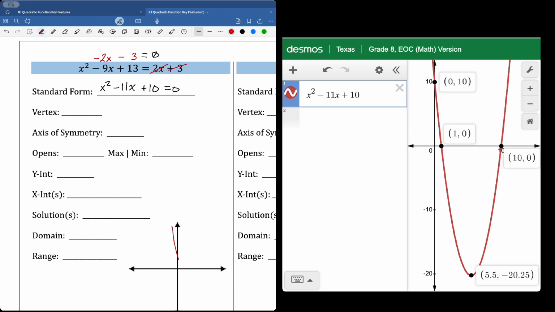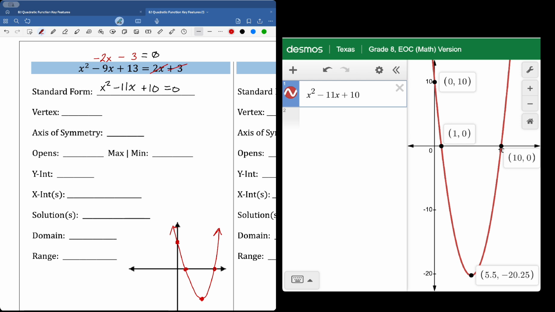but the idea is we just show generally where those locations are on the graph. We notice here that the two solutions are going to be on the positive side of the x-axis. The vertex is in quadrant 4, and the y-intercept is on the positive side of the y-axis.